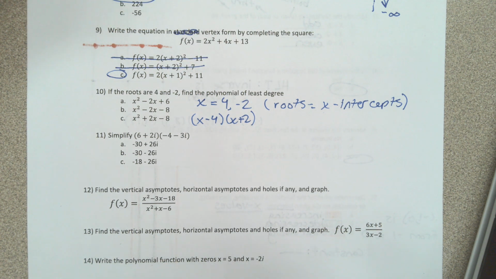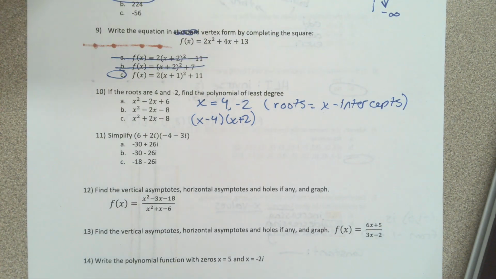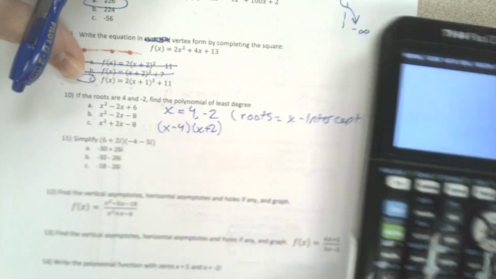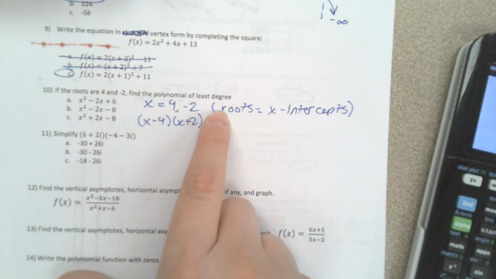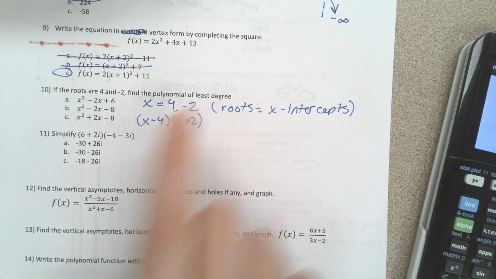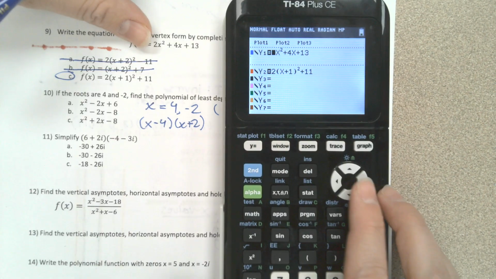Not that this is hard. It's not hard, but I know some of you might get to this question and you might forget how to do it. How to do the math is actually pretty easy. But if you forget, you forget. So you want the graph that has these two roots. So that means the graph crosses through 4 and -2 on the x-axis. So let's graph those until we find the right one.